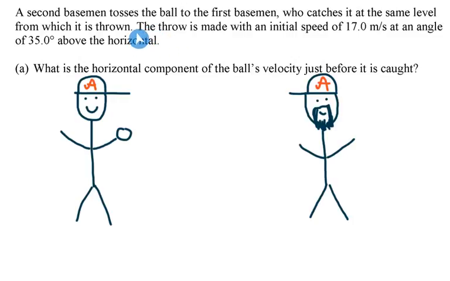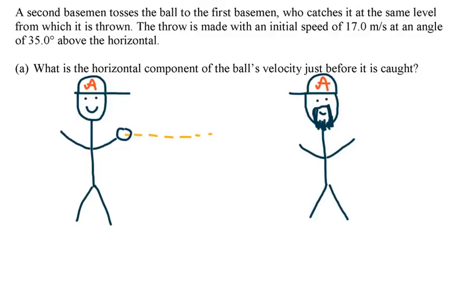So we know that the second baseman tosses the baseball with an initial speed of 17.0 meters per second at an angle of 35 degrees above the horizontal. So you can imagine that there's a horizontal line drawn through the ball. Okay, there's my horizontal line.